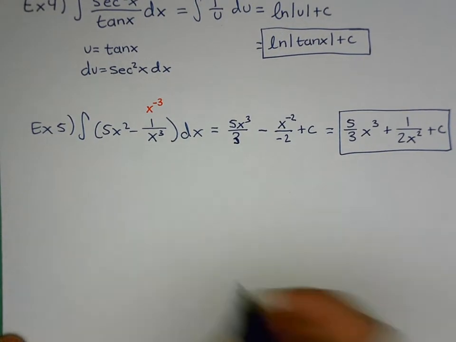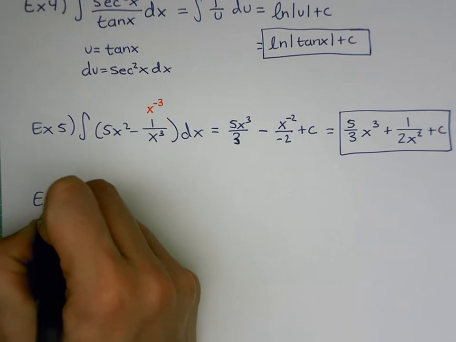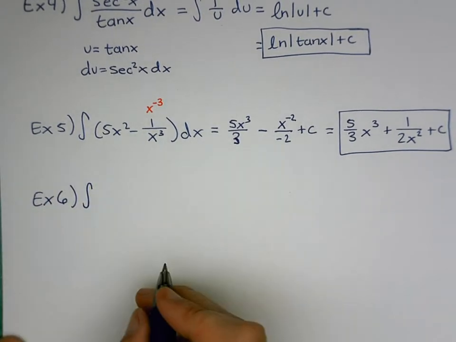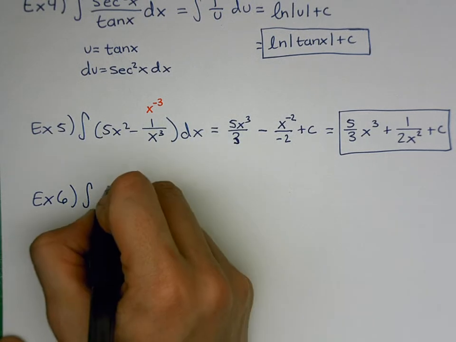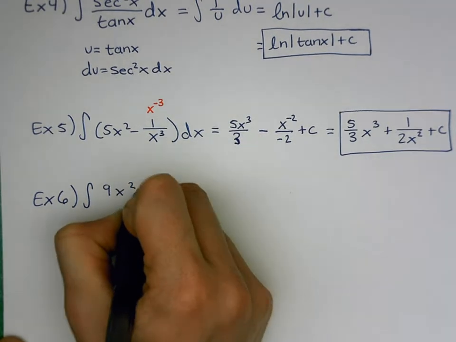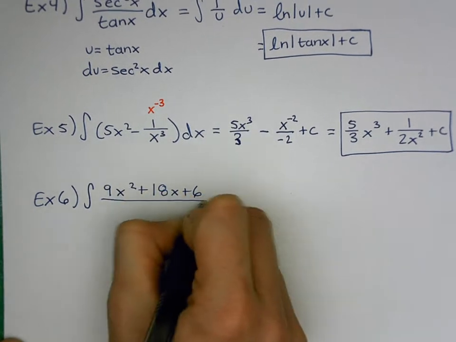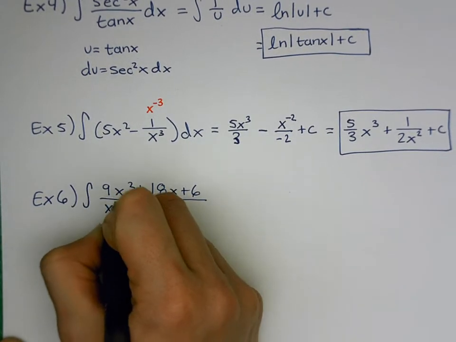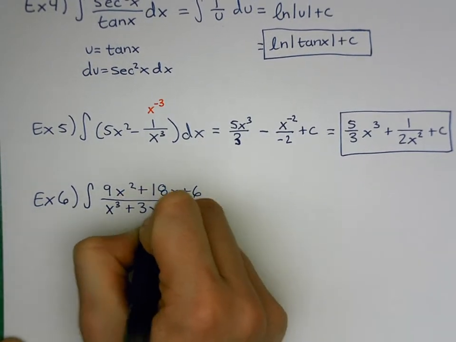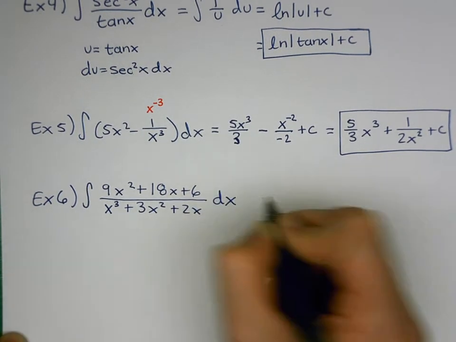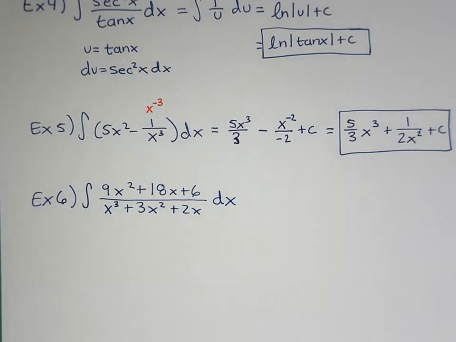Okay, next one, example 6. The integral of, let's do 9x squared plus 18x plus 6 all over x cubed plus 3x squared plus 2x dx. Go ahead and pause the video, give this one a shot.